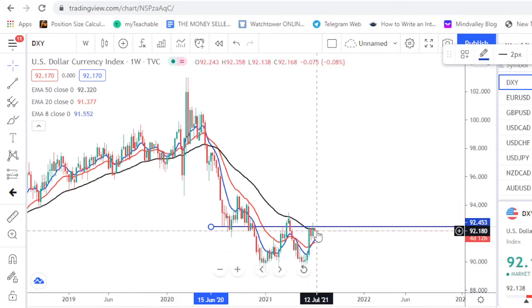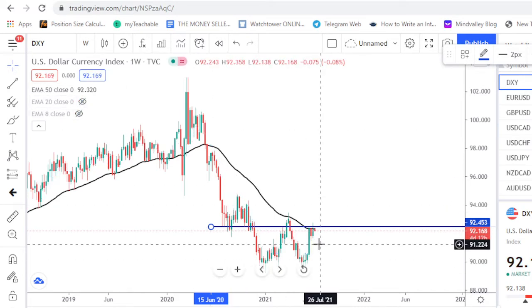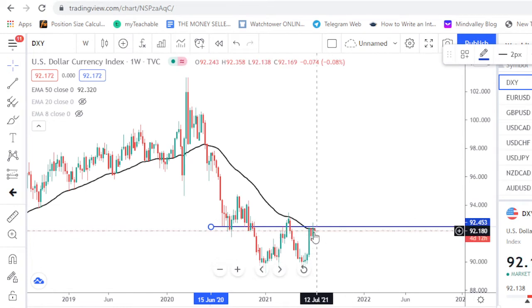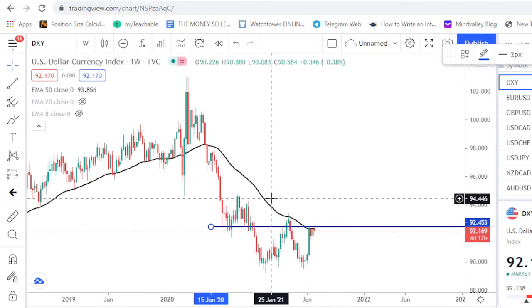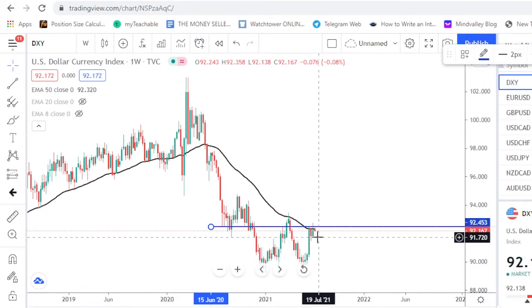But right now, the 50 moving average is still serving as a resistance for it. So it kept closing just by that 50 moving average, and we're going to see how it continues this week. So I think a lot of patience is needed for trading US dollar currency pairs. Let's see how this week goes.